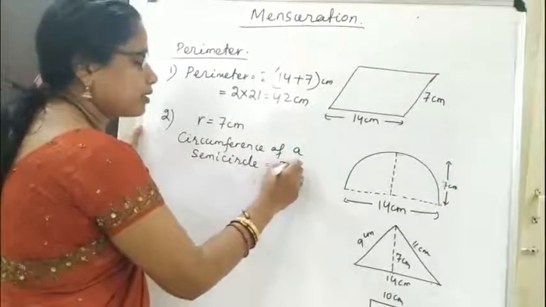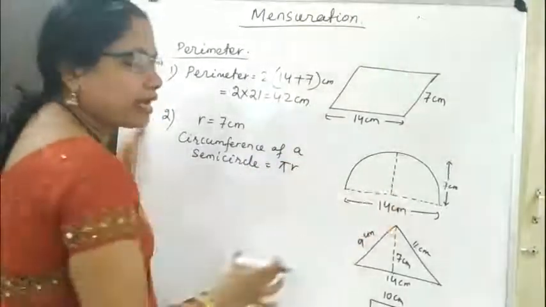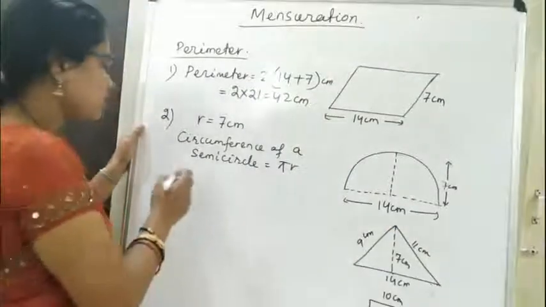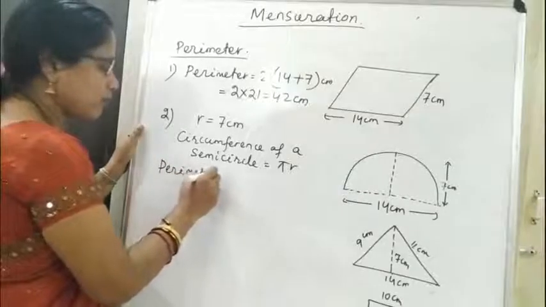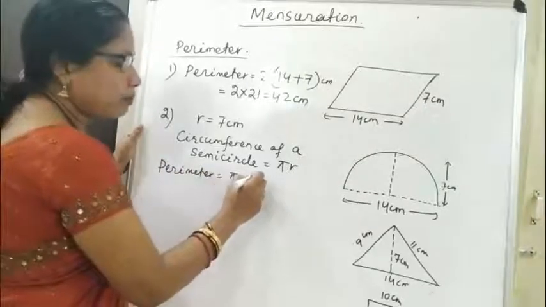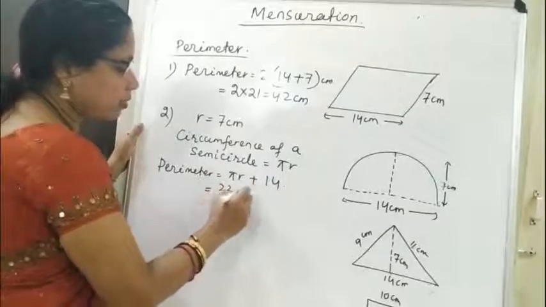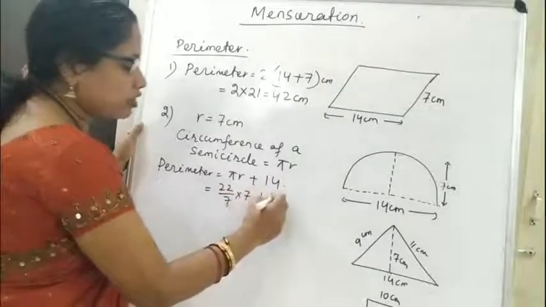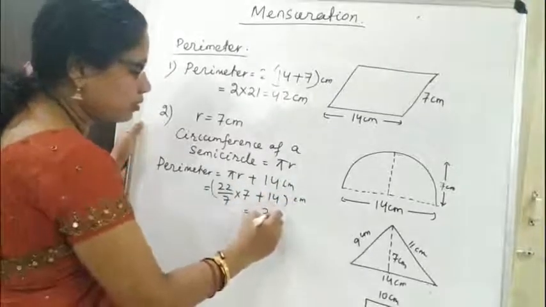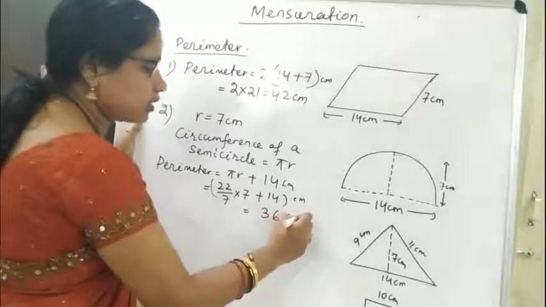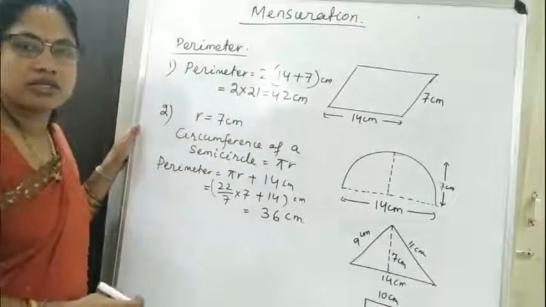is pi r, that is 2 pi r divided by 2, that is pi r, and the diameter is 14 centimeter. So our perimeter is equal to pi r plus 14. So pi is 22 by 7 multiplied with 7 plus 14 centimeter. So this is equal to 36 centimeter. So the perimeter of this semicircular region is 36 centimeter.